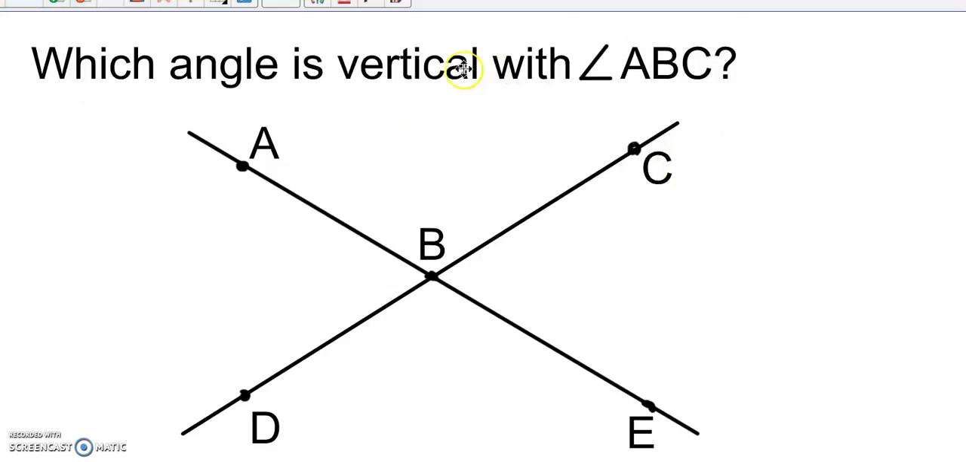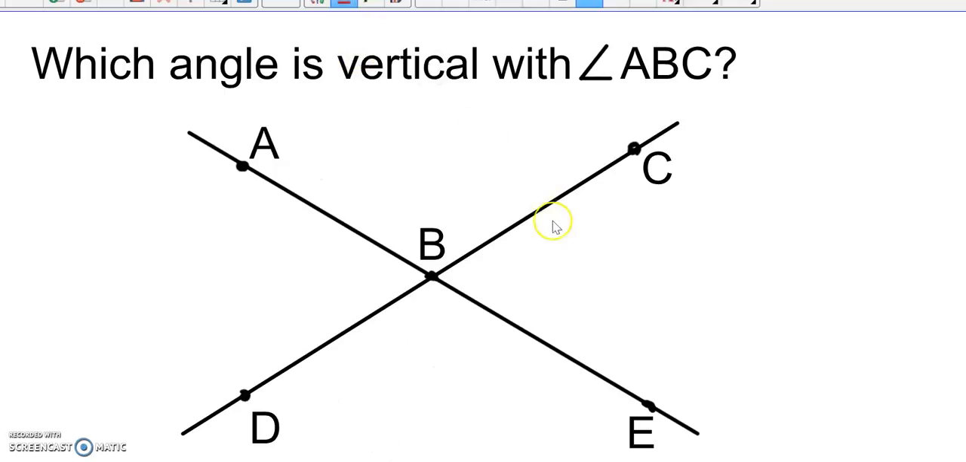All right, here's a question. Which one is vertical with angle ABC? You'll notice we're using a three-letter name for an angle here. So ABC would be this one, sitting right where the B is. Vertical to that would be the opposite side of the X, so down in here, and that would be angle DBE. That would be one way of naming it.